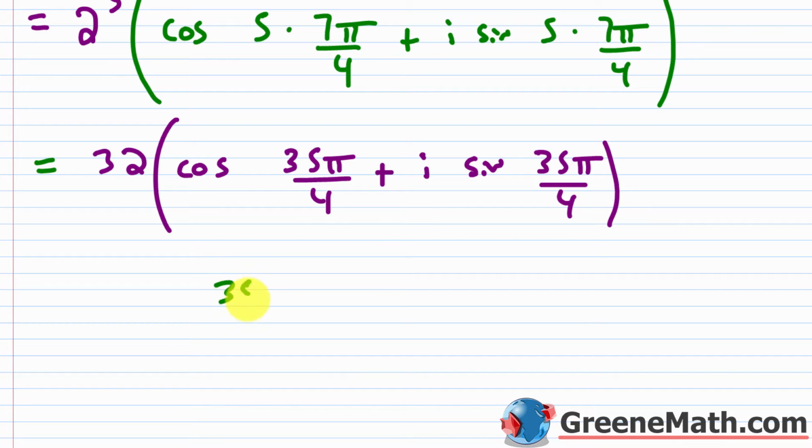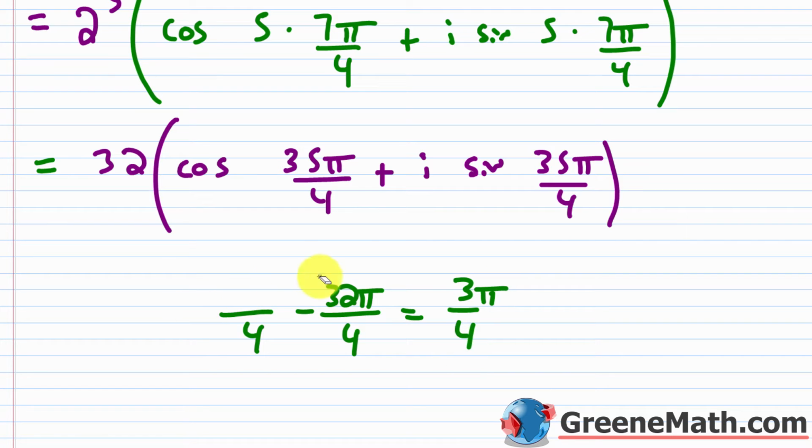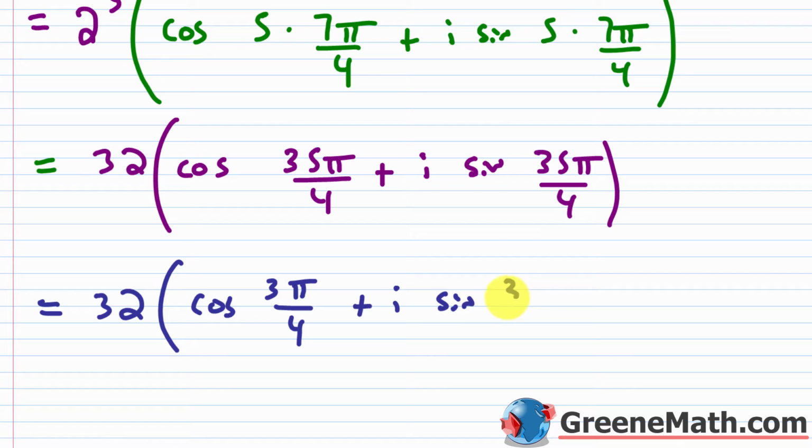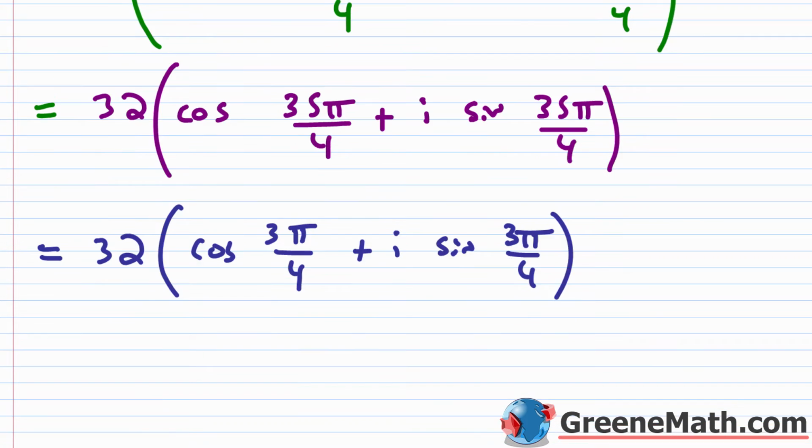So if I did 35 pi over 4 minus 8 pi, of course I could write this as 32 pi over 4, this is 3 pi over 4. That looks a little bit easier to work with, so I'm just going to change this. Again, some teachers require it, some don't care. So 32 times the quantity cosine of 3 pi over 4, then plus i times the sine of 3 pi over 4. So that's done. If you want your answer in polar form, this one if your teacher doesn't care, this one if they do.